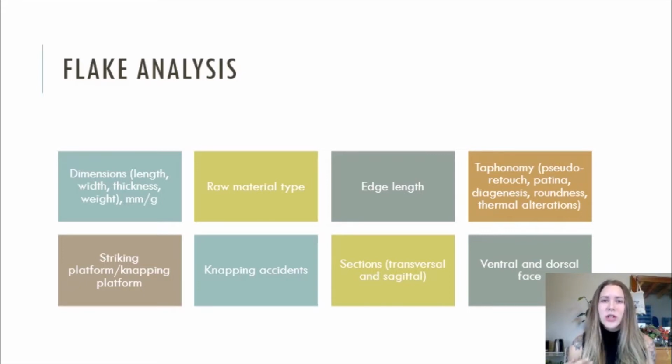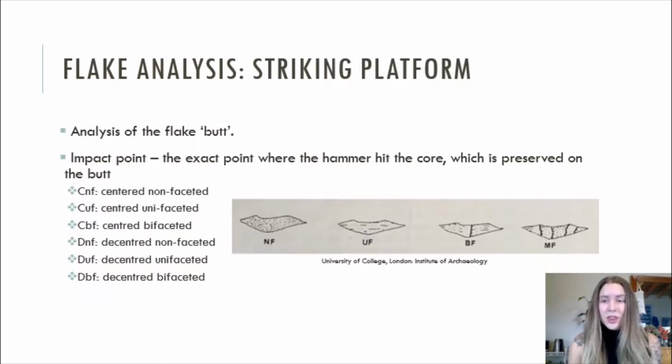Other features include taphonomic influences, the edge length of the flake, which is the extent of the sharp edge around the perimeter of the flake, characteristics of the striking platform, which we'll get into shortly, the presence of any potential napping accidents, and characteristics found by looking at the ventral and dorsal faces, as well as the profile sections of the artifact. This is where it might get a little bit confusing, so bear with me, and if you do have any questions, please feel free to reach out.